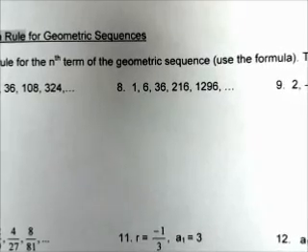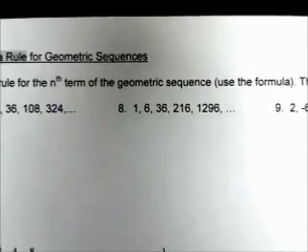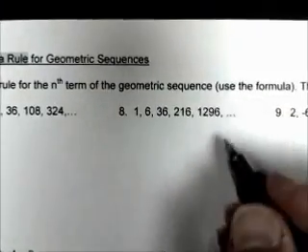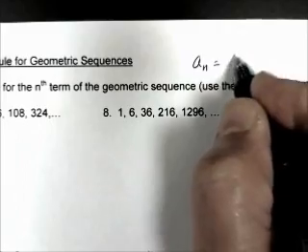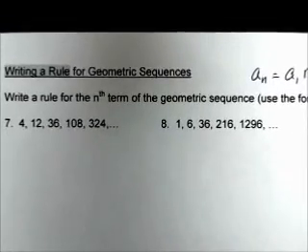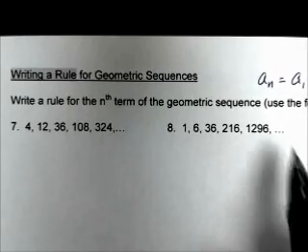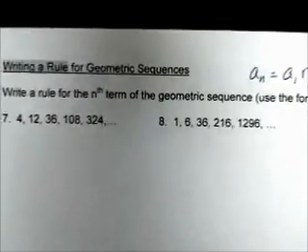Next, writing a rule for the nth term of a geometric sequence, use the formula from the other page. So let's recall that formula. a sub n equals a sub 1 r to the n minus 1. So we need our first term and we need our r value, our common ratio.